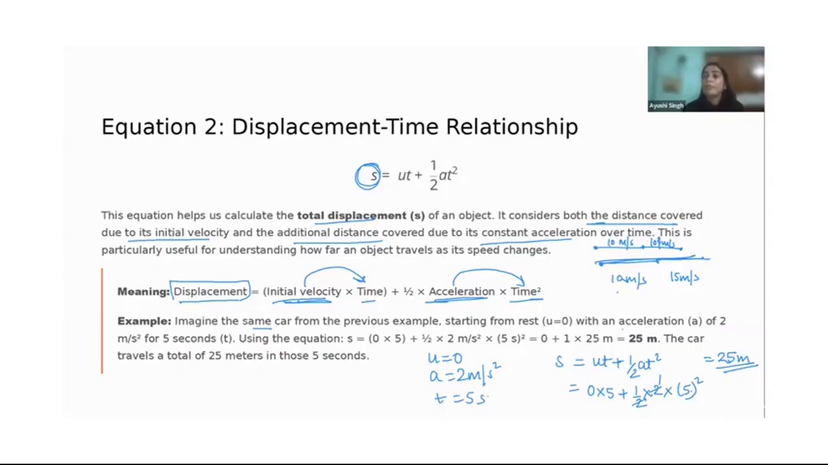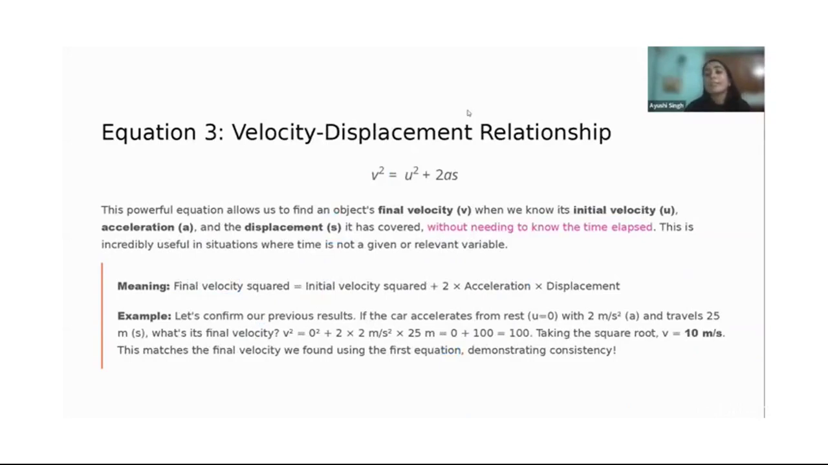Now coming to the third equation, that is the velocity displacement relation. Here you will be able to figure out how much something is displaced and what its velocity will be. There is no involvement of time. Even though the time is not given to you, you will be able to figure out the rest of the things. The final velocity squared equals the initial velocity squared plus 2 into acceleration into displacement.